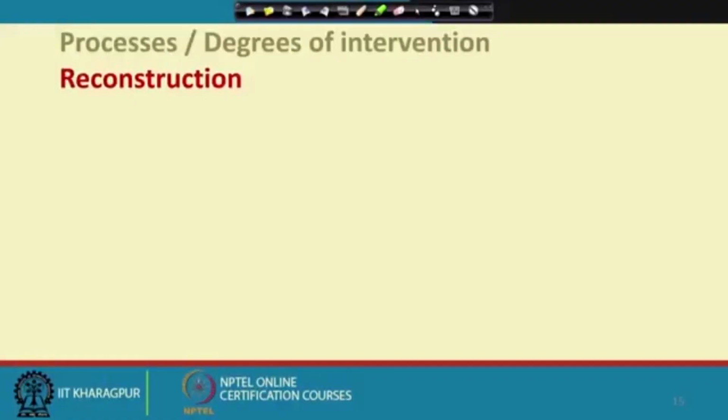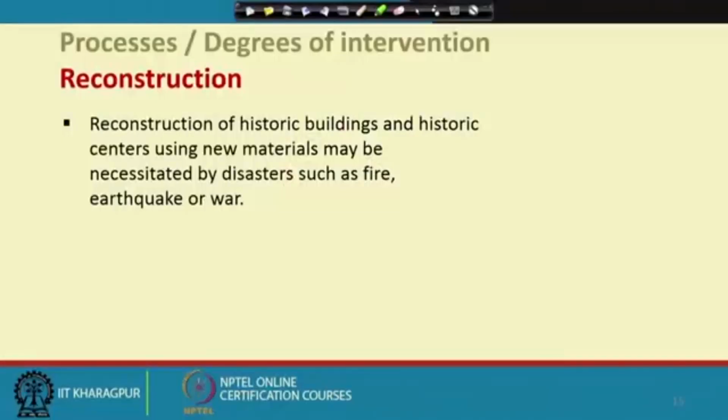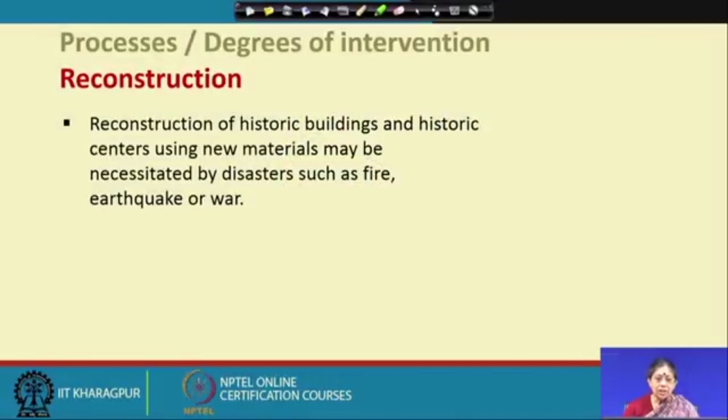Reconstruction. Finally, we are coming to the final intervention measure, which is reconstruction. And there is a subtle difference between reconstruction and reproduction. Let us see what reconstruction means. Reconstruction of historic buildings and historic centers using new materials may be necessitated by disasters such as fire, earthquake, war or terrorist activities. You know the Bamiyan Buddha, which has been destroyed. There are many examples. So, in such cases, reconstruction may be desirable.